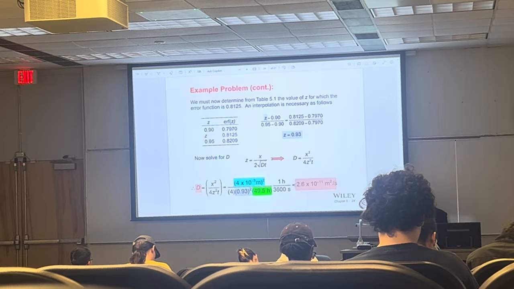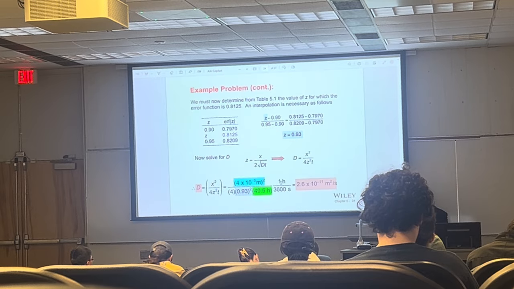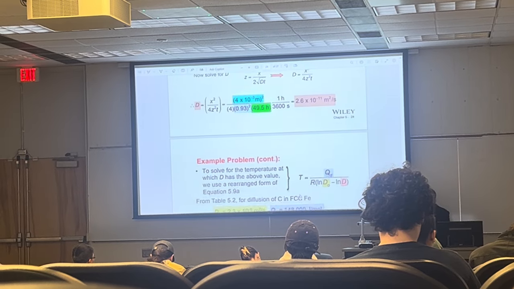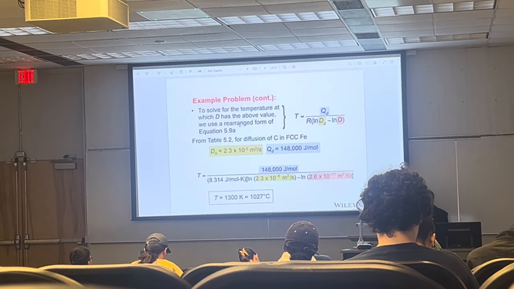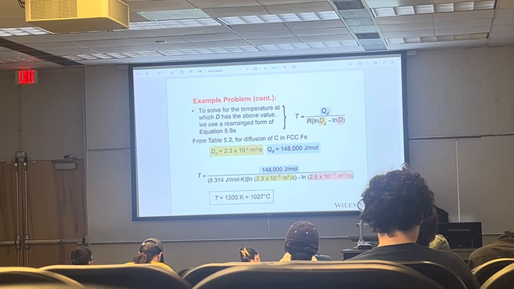And we can calculate the diffusion coefficient based on 1 hour, which is 3,600 seconds. So the key here in all of these problems is to make a proper conversion into SI units. You know, meters, hours into seconds. And once we know the diffusion coefficient, we can solve for T, which is equal to the activation energy divided by R, log of D0 minus log of D.